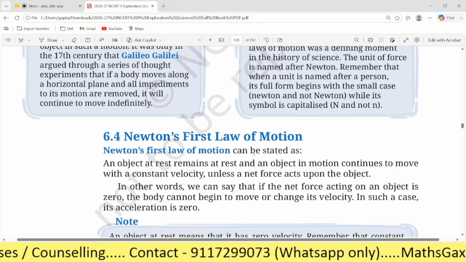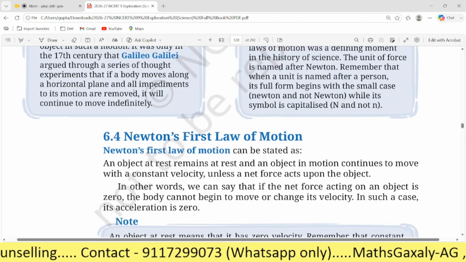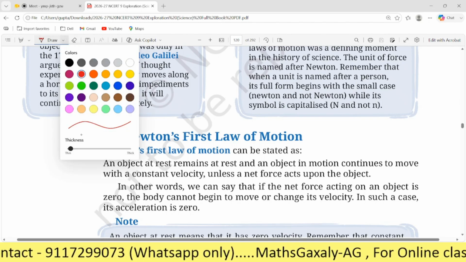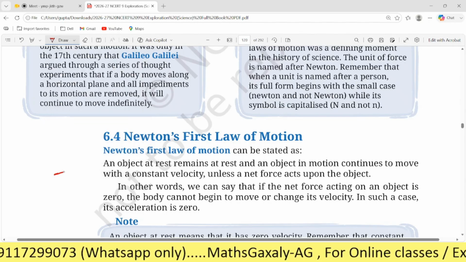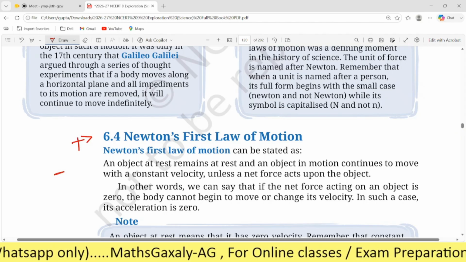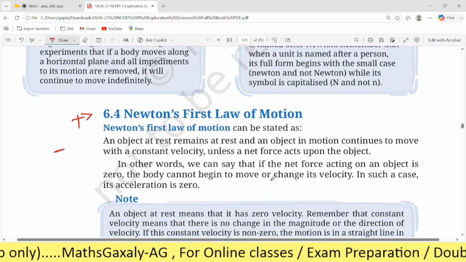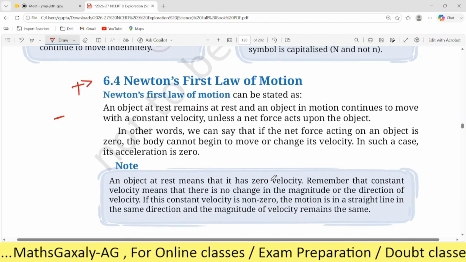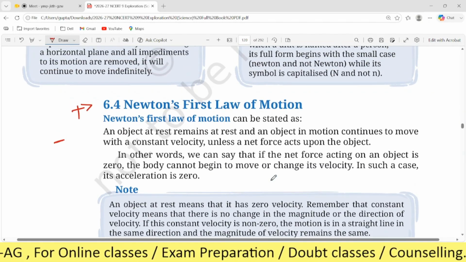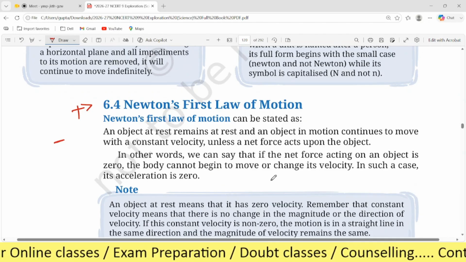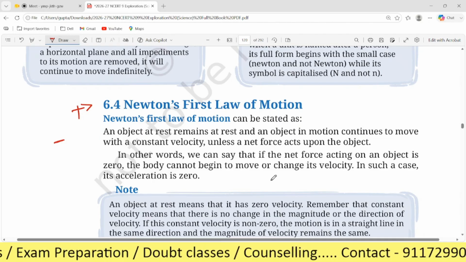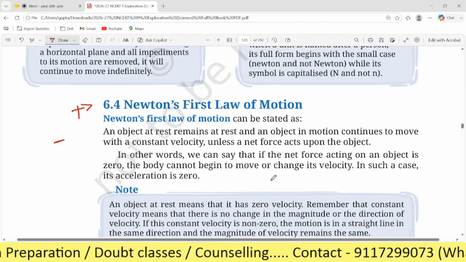Okay, let's see here. So today we have to learn Newton's first law of motion, right? Give the heading Newton's first law of motion. Write Newton's first law of motion. State that, or say that.